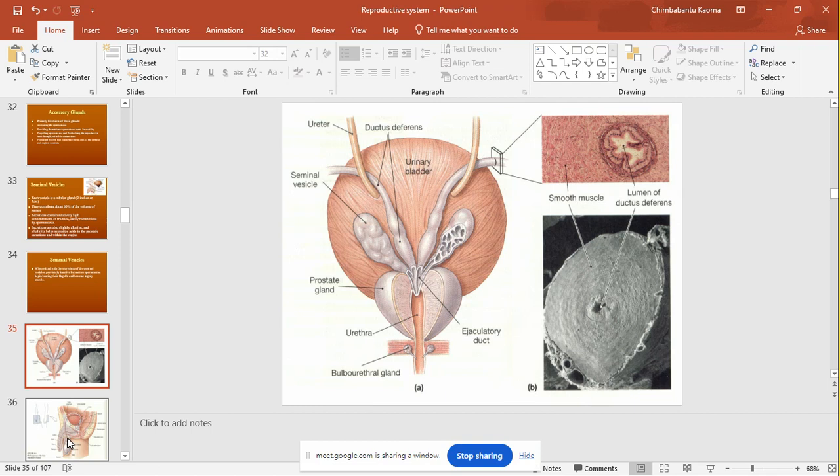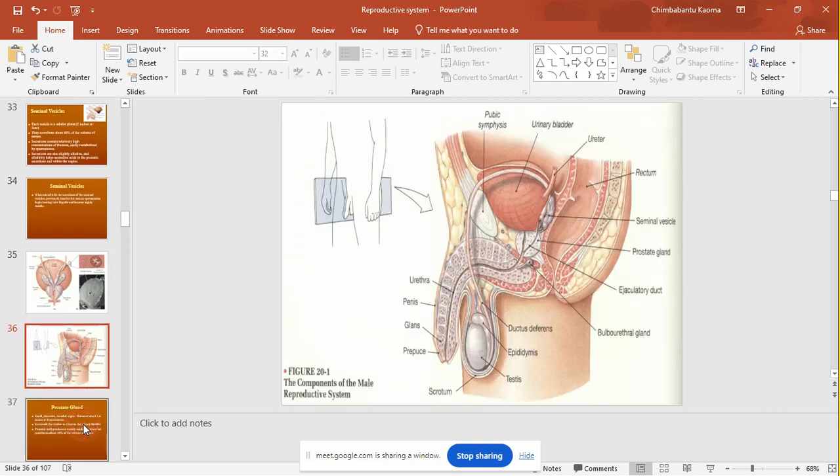I think we've already looked at this structure basically, so we know the seminal vesicles. We already talked about the ductus deferens. We already talked about the ejaculatory ducts. We already talked about the prostate gland, and we already talked about the urethra, in particular the prostatic urethra. So there's nothing new here.